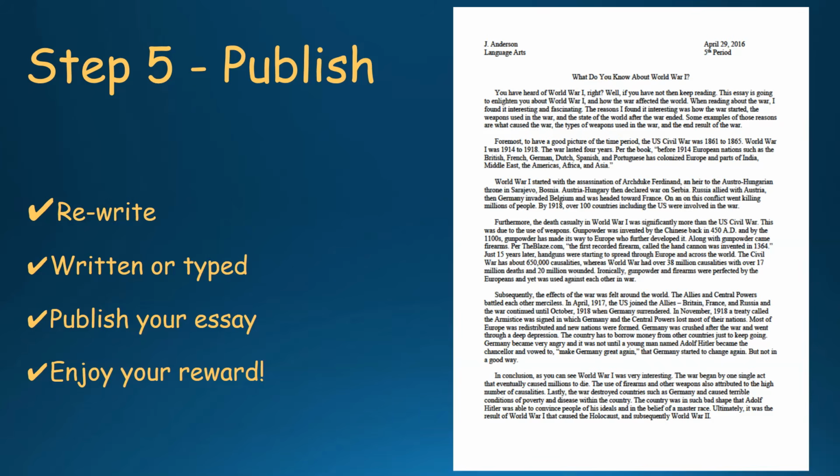In November 1918, a treaty called the Armistice was signed in which Germany and the Central Powers lost most of their nations. Most of Europe was redistributed and new nations were formed. Germany was crushed after the war and went through a deep depression. The country had to borrow money from other countries just to keep going. Germany became very angry, and it was not until a young man named Adolf Hitler became the chancellor and vowed to make Germany great again that Germany started to change, but not in a good way.